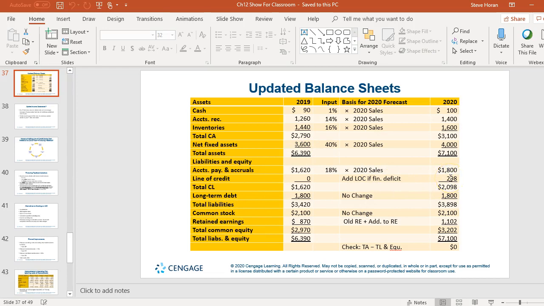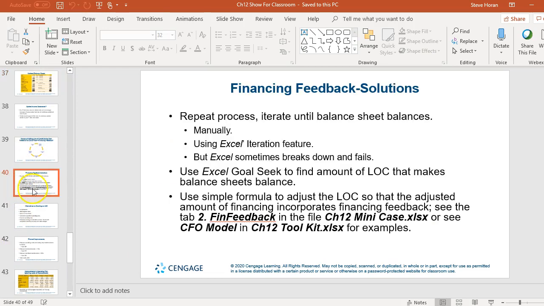So that's what most companies would do, is we would just put in this plug line and call it short-term debt or line of credit, and that would be my plug to always make it balance. But I can always just look at that cell and go, does that number make sense based on everything else? So I used to do this kind of work, and that's exactly what we did.